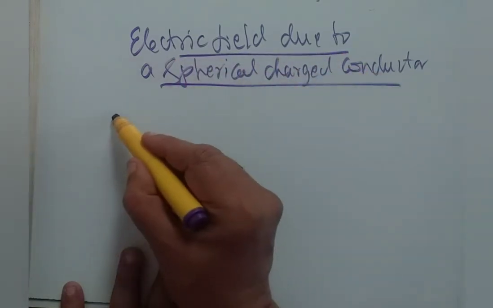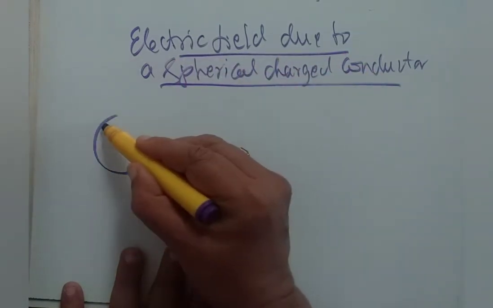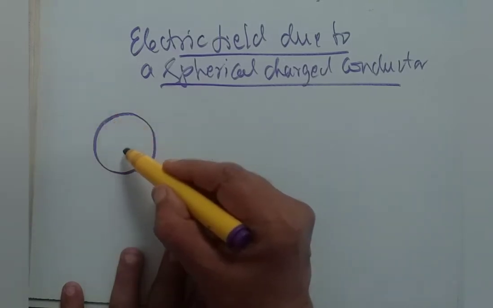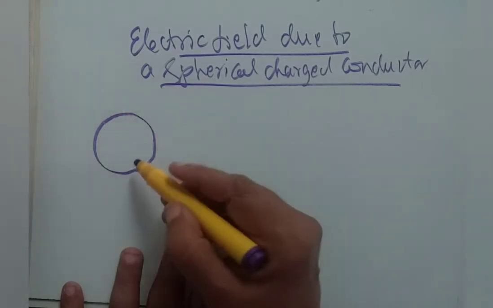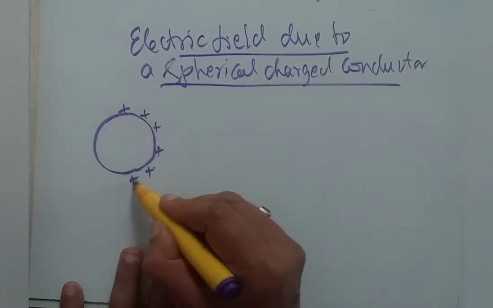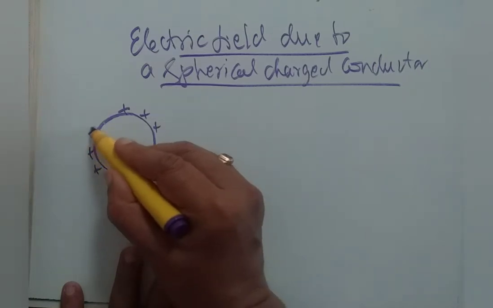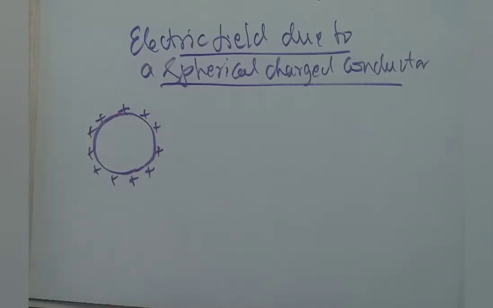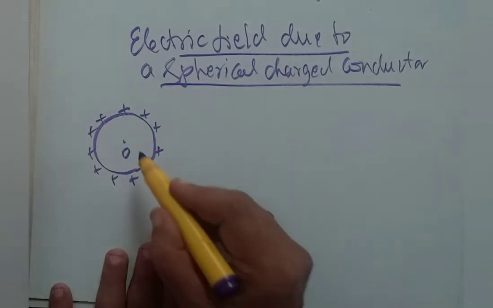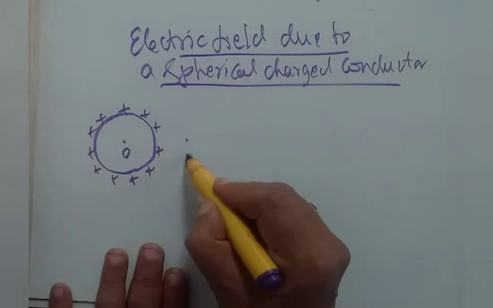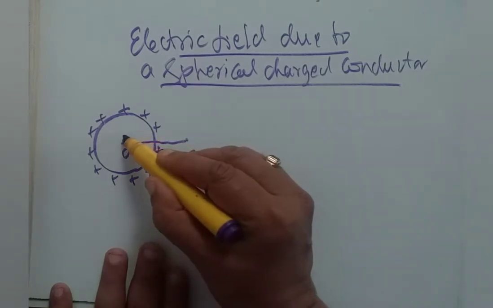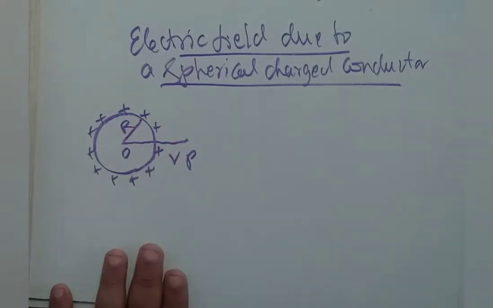Say for that I consider a hollow sphere of radius r like this. Hollow sphere means nothing inside, only surface is there. We imagine this surface is charged positively. As it is a sheet of conductor, the charge is uniformly distributed. We take this as the center O, and I imagine a point P at a distance r from the center, and let r be the radius of the sphere.